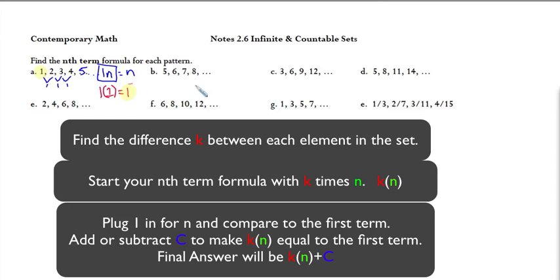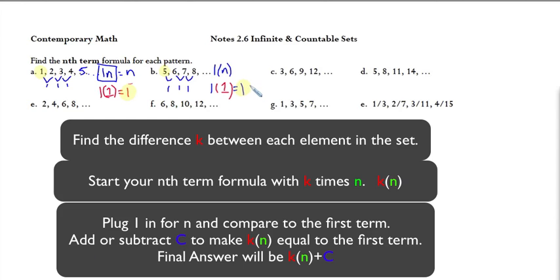Okay, moving on to our next one. First thing we do, check the differences. So we got 1, 1, 1. That means this is going to be in the form of 1 times n, or you can just write n. Then we're going to substitute the number 1 in for n, right here. So we have 1 times 1, which is 1. Then you compare that to your first term. The first term was 5, and we got 1. So how do you get 1 to equal 5?